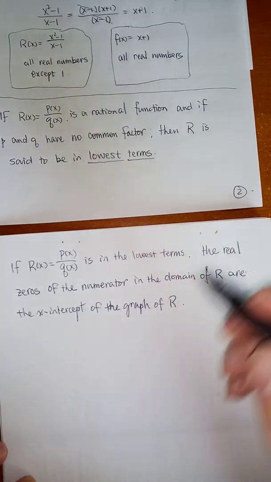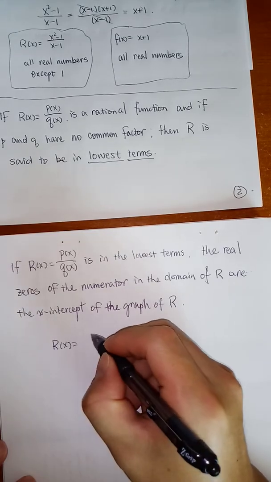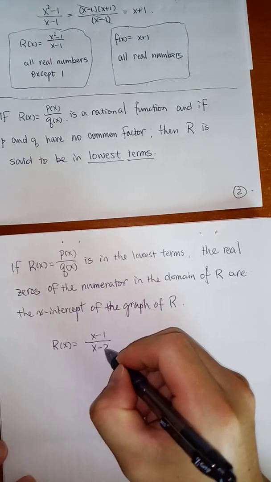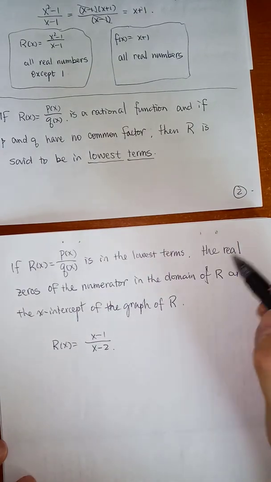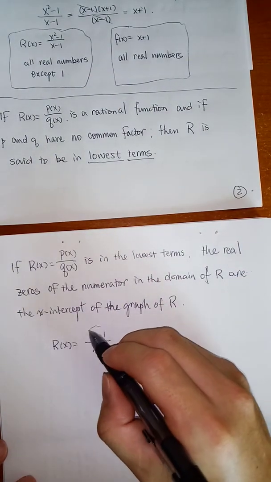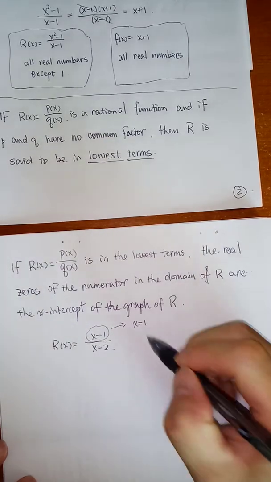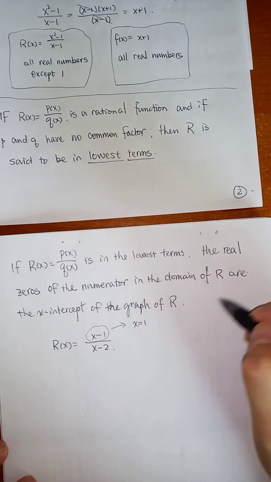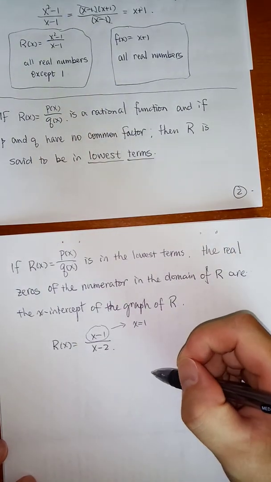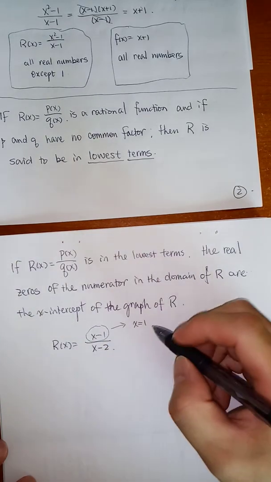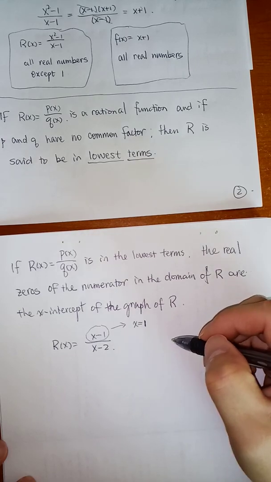It says, for example, if you have this rational function, you find the zero of the numerator, x is equal to 1. It is the zero of the numerator, then this 1 is also the x-intercept of the graph of R. So when you sketch the graph of R, you will see the x-intercept x equal to 1.